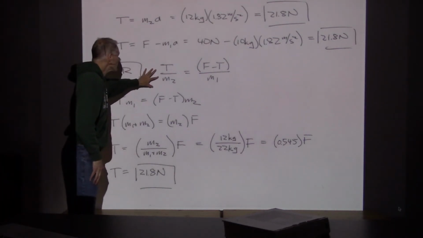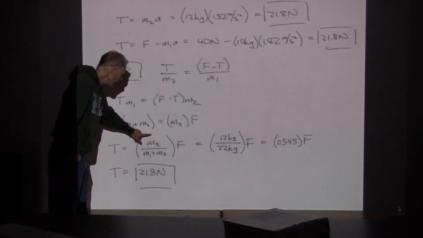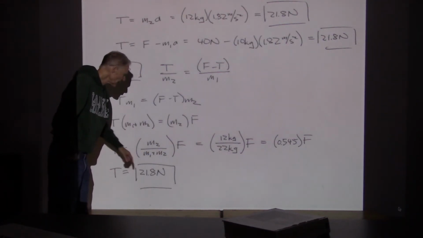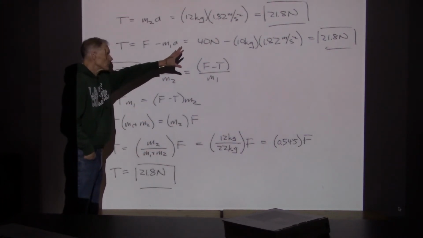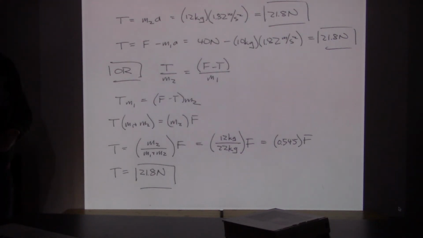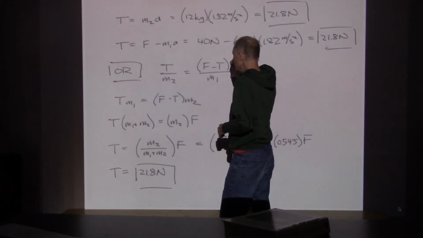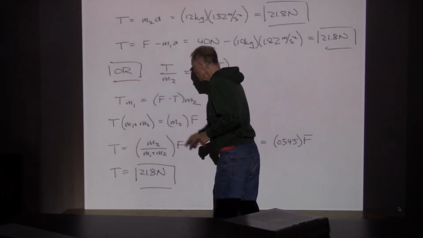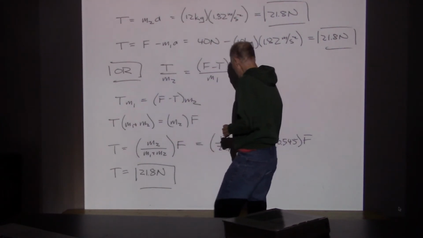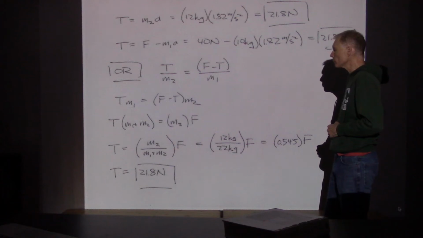So using this approach, and then doing some cross-multiplying, solving for T, I ended up with m2 over m1 plus m2 times the force. I put those numbers in, and I got 21.8, which matches, so that's good. But let's take a look at the algebra here. Notice that by using this approach, I learned something from the algebra. What I learned was that the tension in the string holding the two blocks together is a certain portion of the force that's pulling them both.